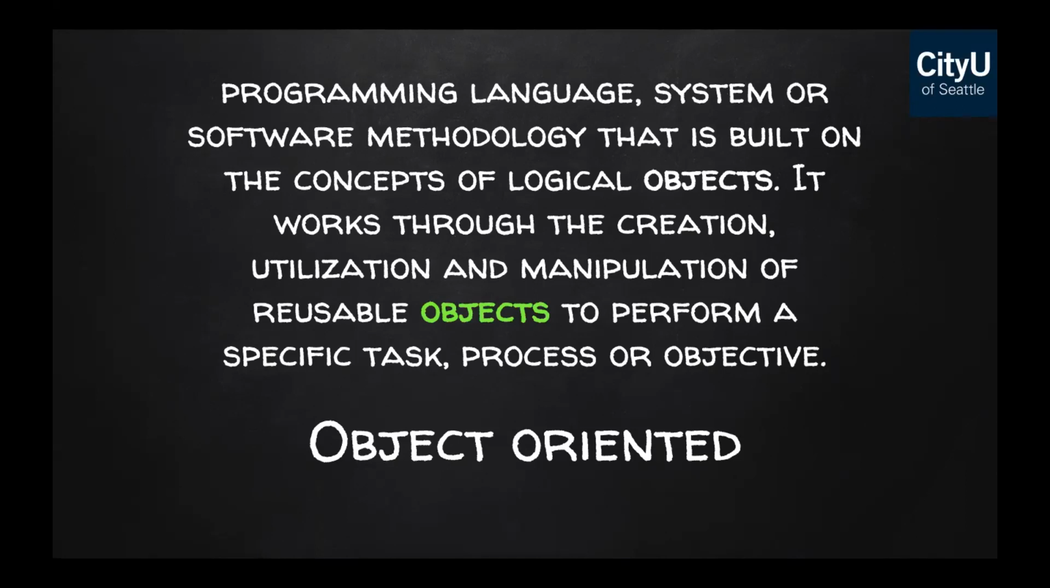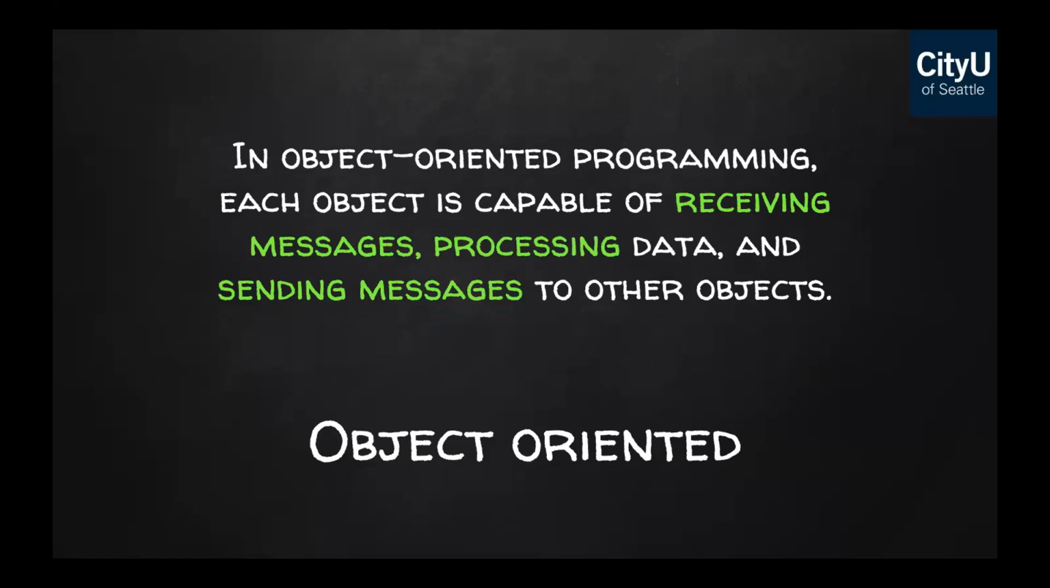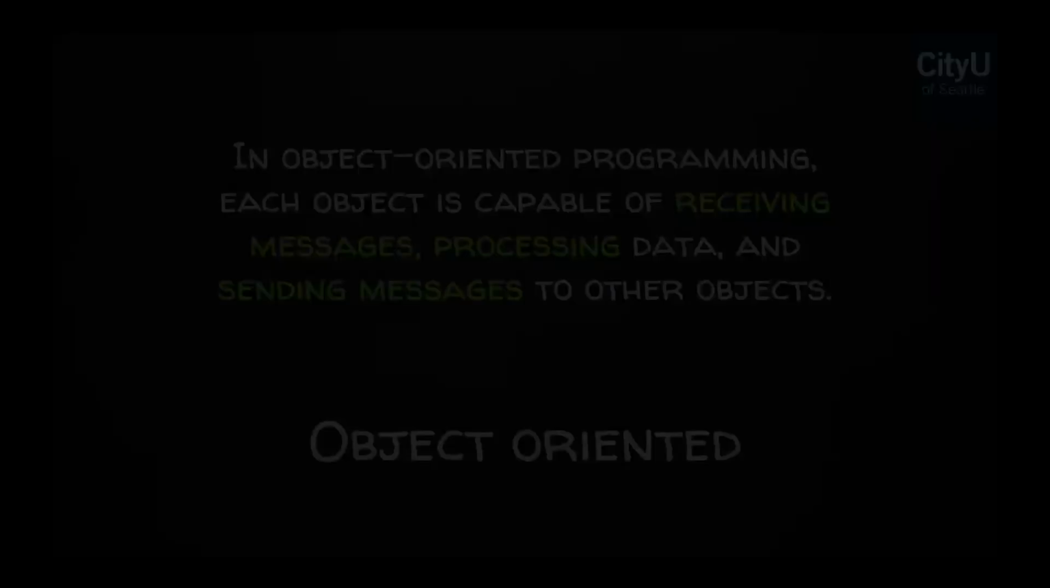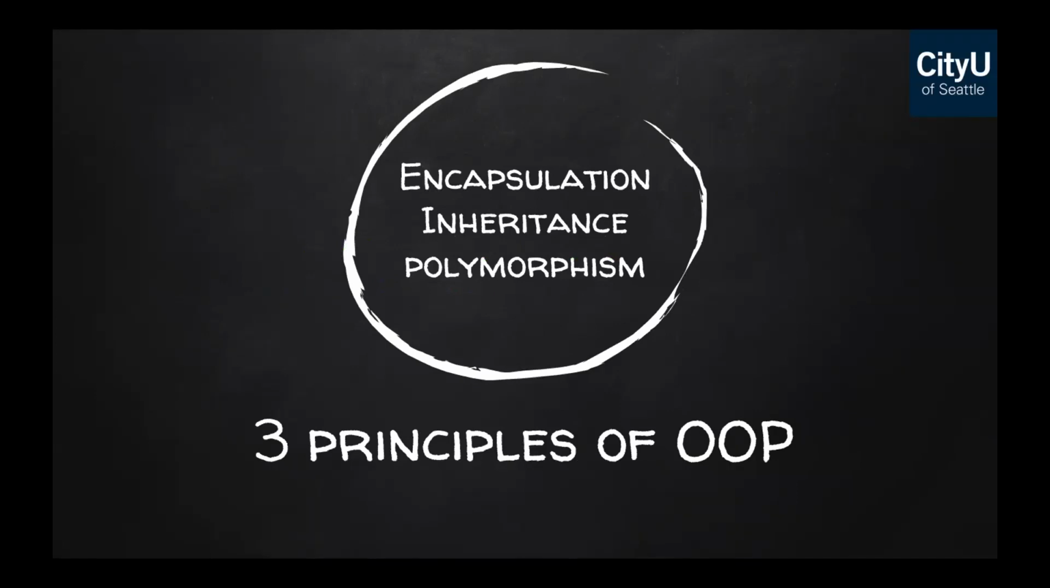Coming from the word object-oriented, you deal with objects. In object-oriented programming, each object is capable of receiving messages, manipulating and processing data, setting data, doing calculations, and sending messages to other objects. The three principles of object-oriented programming are encapsulation, inheritance, and polymorphism.